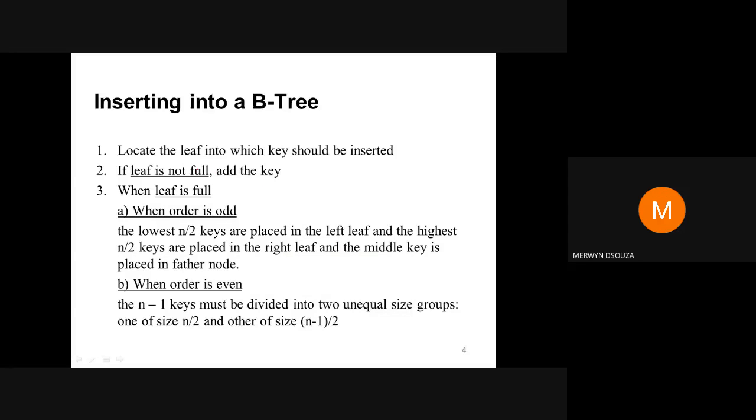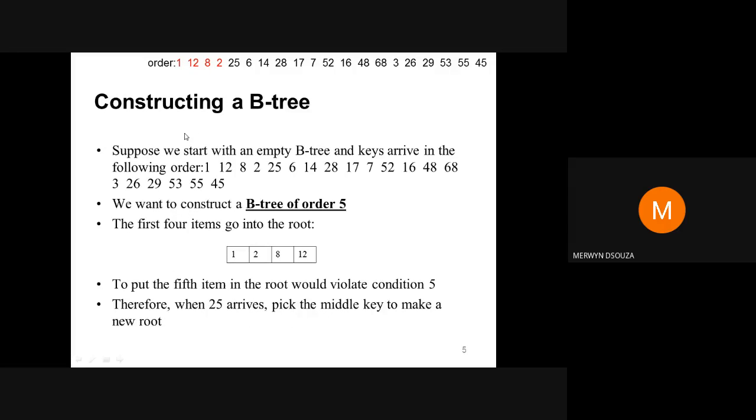So let's start first. Let's take this example. Say we are inserting into a B tree of order 5. You can note down this question in your books: insert the following keys into a B tree of order 5. You can note down all these keys that are there here.